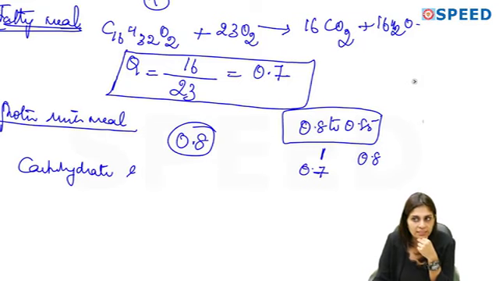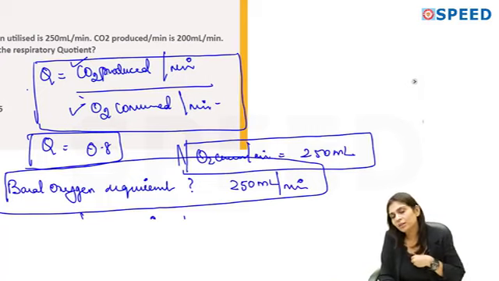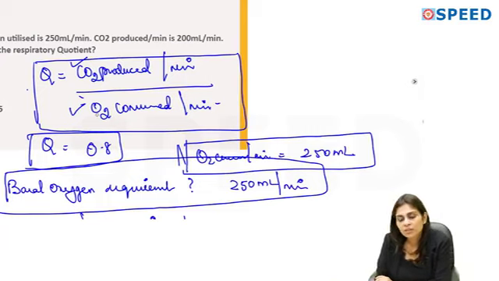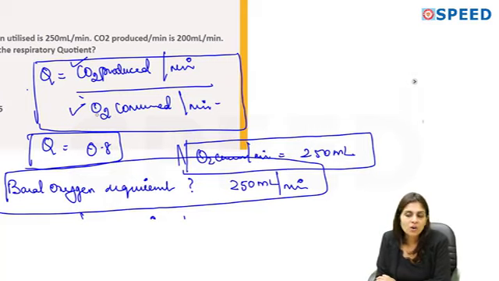So, what are the facts I've told you related to respiratory quotient? The formula is carbon dioxide produced per minute by oxygen consumed per minute. We are trying to find the rate of internal respiration: for this much oxygen that is consumed, how much carbon dioxide is being produced by the body. Basal oxygen requirement is 250 ml per minute. Carbon dioxide produced per minute is 200 ml. So respiratory quotient is 200 by 250, which is 0.8.